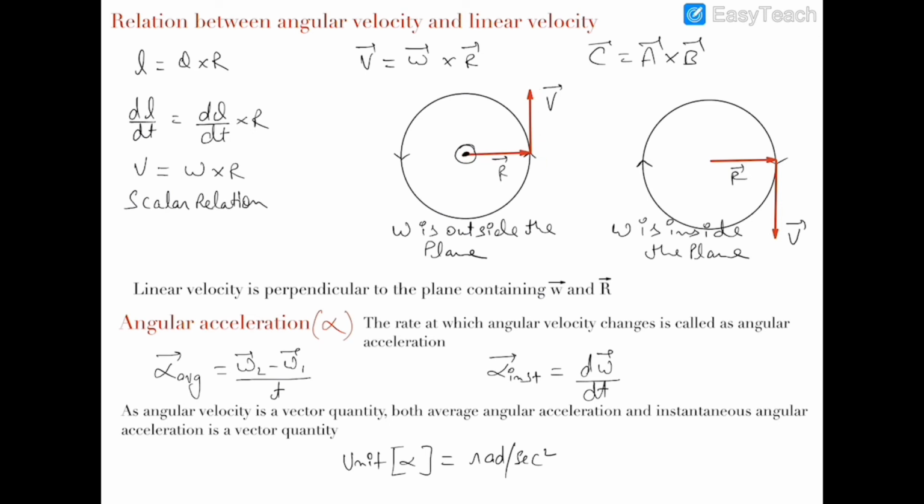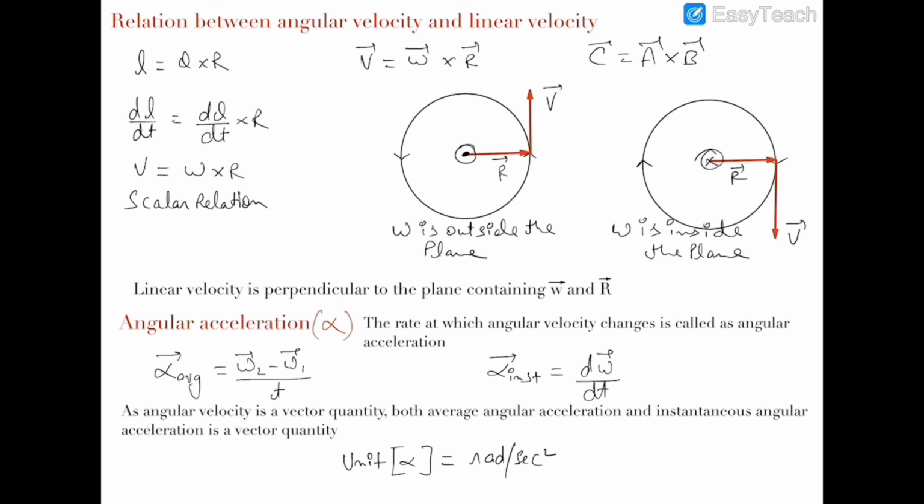Similarly, in the next diagram, the omega is inside the plane. So if your fingers are starting from the direction of omega, which is inside the plane, and you are rotating it in the direction of r after omega, then your thumb will be pointing towards v. Now the angular acceleration.